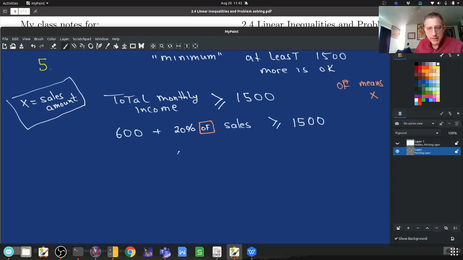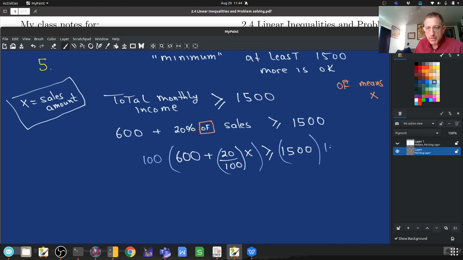So I have 600 plus 20%, so that's 20 over 100, of turns into multiplication. Sales is my x, my unknown, has to be greater than or equal to 1500. So I'm going to do this a different way. I could multiply both sides by 100. Let's just go ahead and do that. That's how we've been doing it. So I'm going to multiply both sides by 100 because that's my denominator.